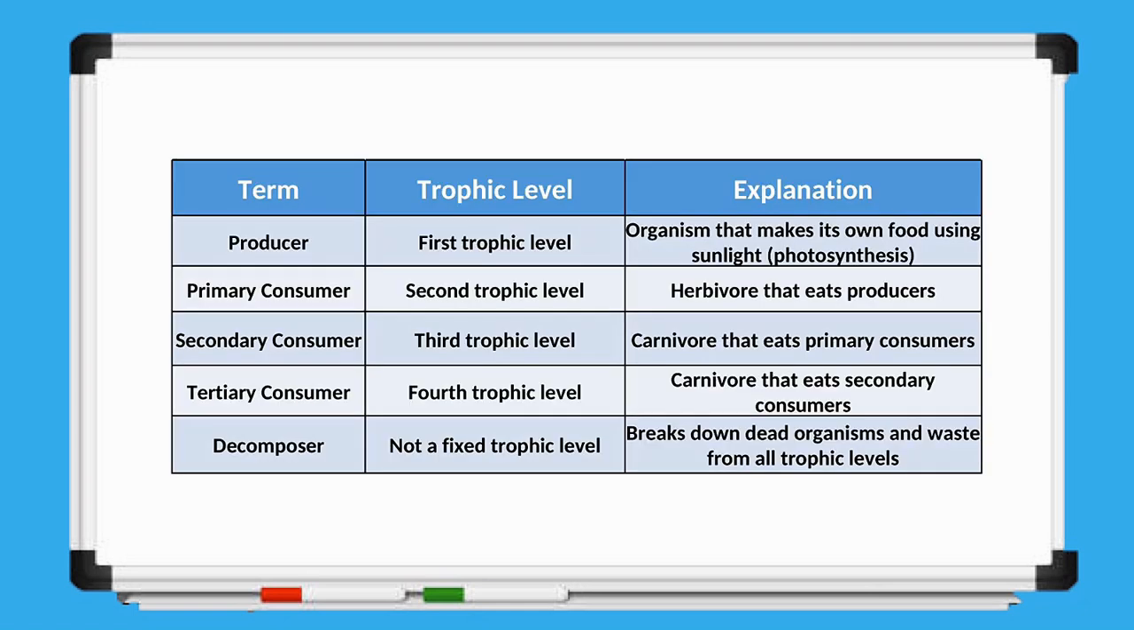To summarize the trophic levels, the producer occupies the first trophic level and produces its own food through photosynthesis. The primary consumer occupies the second trophic level and feeds on producers. The secondary consumer occupies the third trophic level and feeds on primary consumers. The tertiary consumer occupies the fourth trophic level and feeds on secondary consumers. Decomposers do not belong to a single trophic level because they break down dead organisms and waste materials from every level of the food chain.